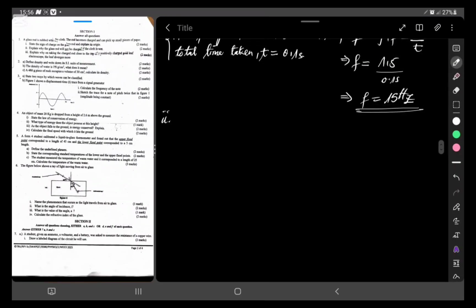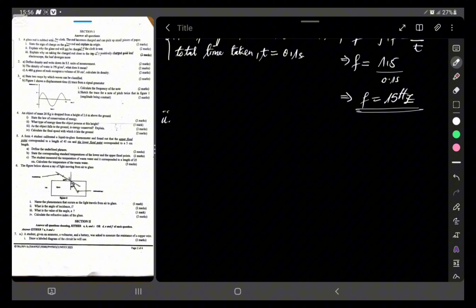Now one thing you should note here is this: there are three characteristics of sound. We have pitch, we have loudness, and we have timbre. Pitch depends on frequency, loudness depends on amplitude, whereas timbre depends on the type of musical instrument you are using. According to the relationship between pitch and frequency, it is a direct relation. That means an increase in the frequency of a musical note generally leads to an increase in its pitch, as well as a decrease leads to a decrease in pitch.